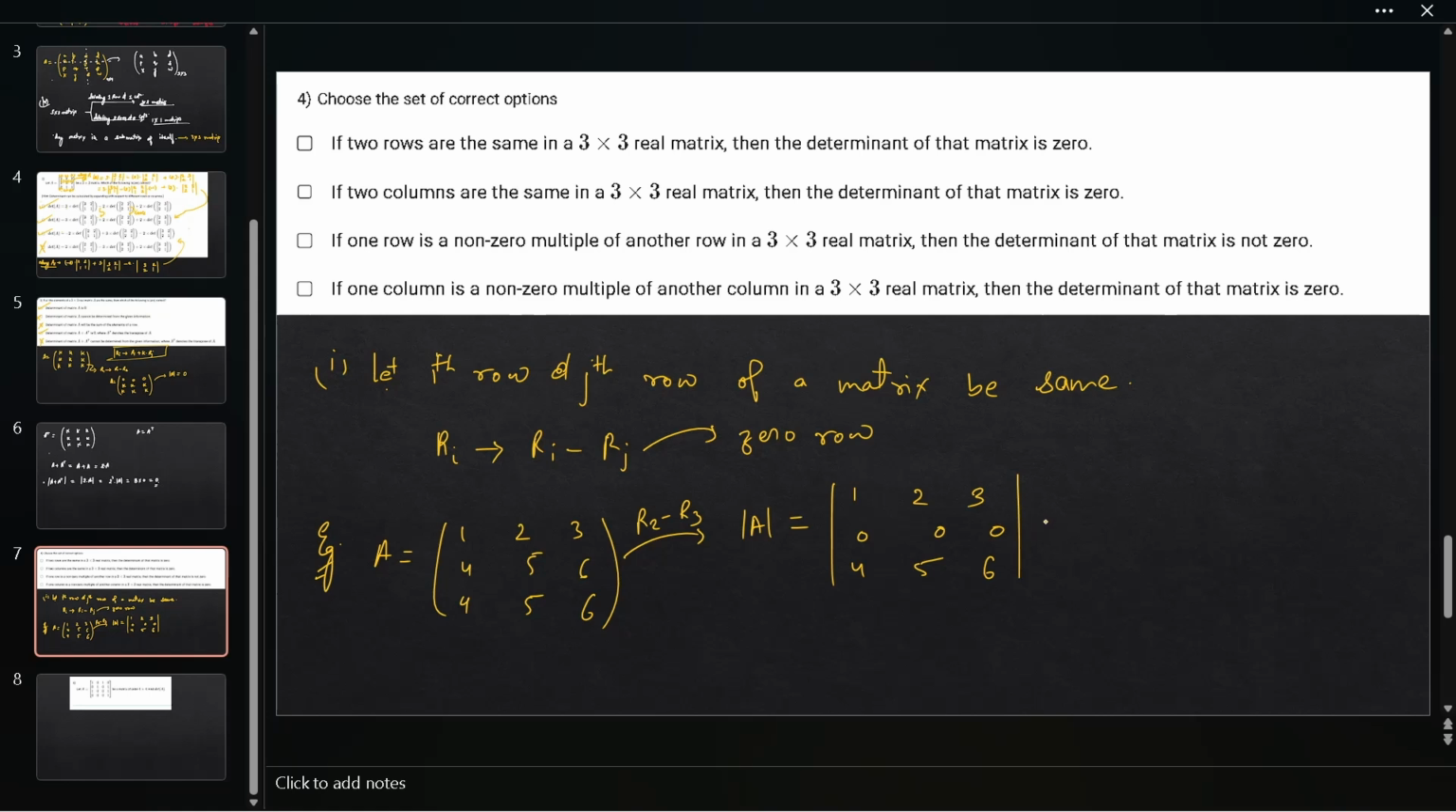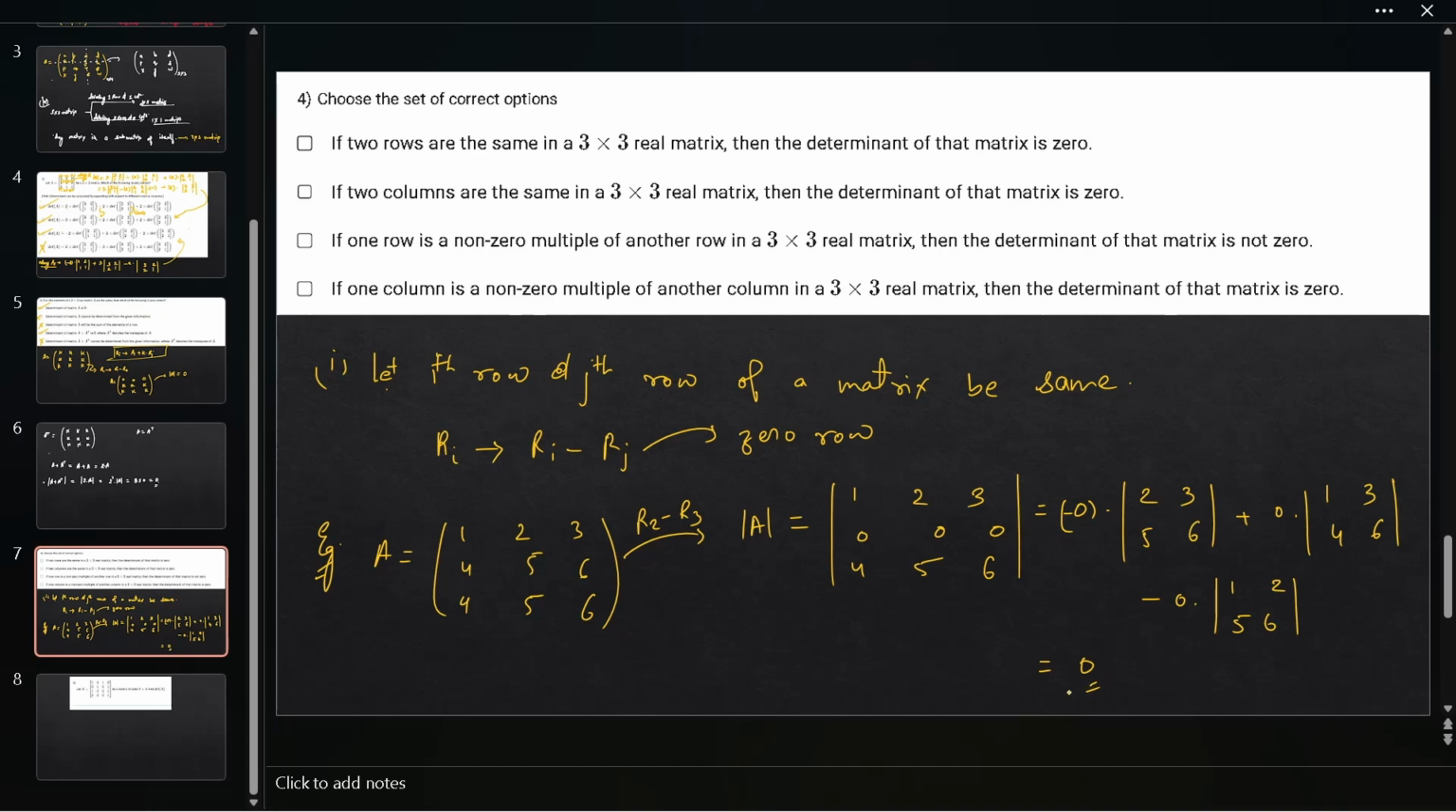Why does this happen? Because if I expand this determinant along the 0 row, so let's say minus 0 times the determinant of 2, 3, 5, 6, and then plus 0 times the determinant of 1, 3, 4, 6, and then minus 0 times the determinant of 1, 2, 4, 5. Since every small determinant is getting multiplied with 0, eventually it will become 0. So it's basically 0 plus 0 plus 0, and that will give me 0 only. So the determinant of A is 0.